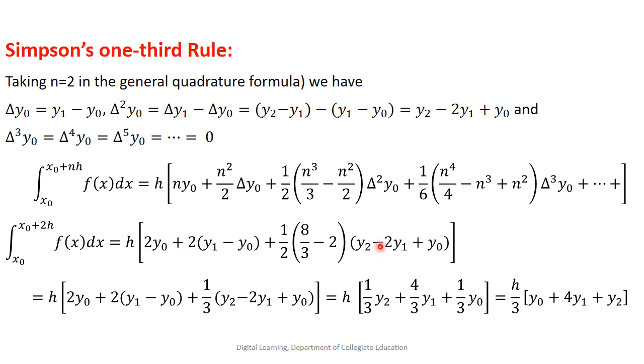Then when you simplify this, you are getting h into 2 y naught and 2 into this. When you simplify the numerical part, you will be getting 1 by 3 and I am writing this. And when I simplify, grouping y naught by 1 by 2, I am getting this. Here you can observe I can take 1 by 3 outside, so I am getting h by 3 into this.